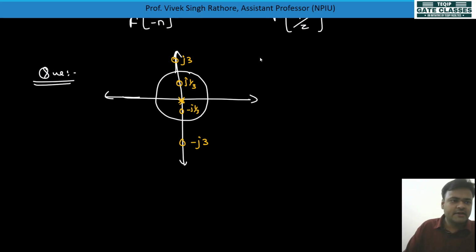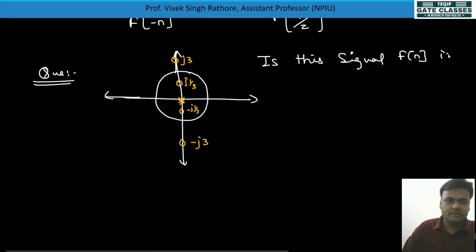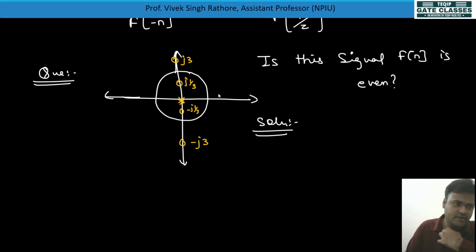So it is asked, is this signal f of n even? Now we have to understand how to solve this question. What will be the approach? The pole zero plot of the Z transform of f of n has been given. As you know, this is the z plane, with the unit circle, in which poles and zeros are plotted, like in the S plane also poles and zeros are plotted.